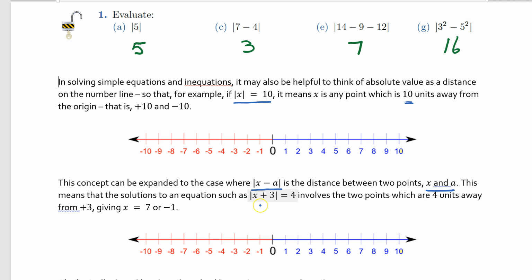So solutions to an equation like absolute value of x plus 3 equals 4 involves finding the 2 points which are 4 units away from plus 3. So the two possibilities there, so if this is plus 3, we can be 4 units away this way to give us plus 7, or 4 units away this way to give us minus 1.